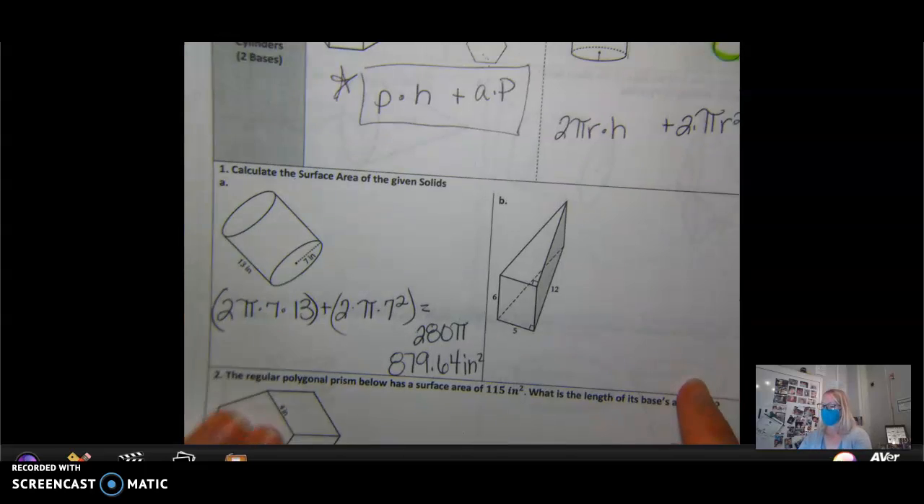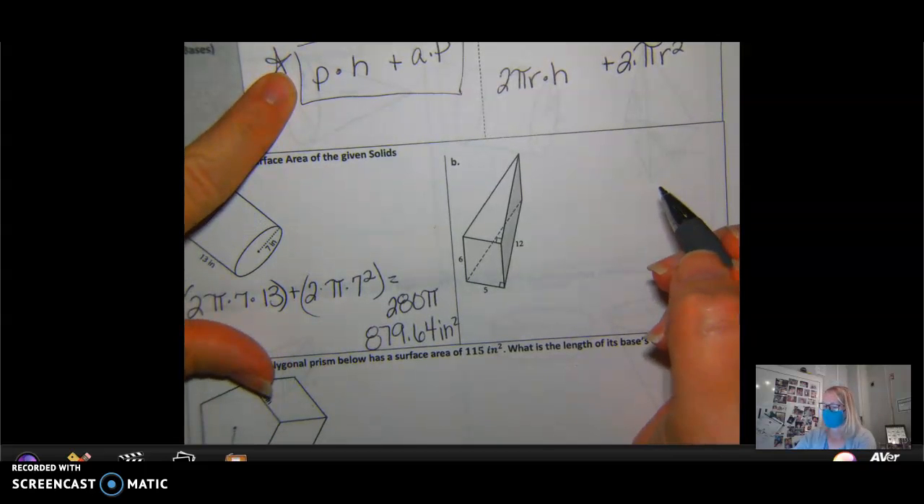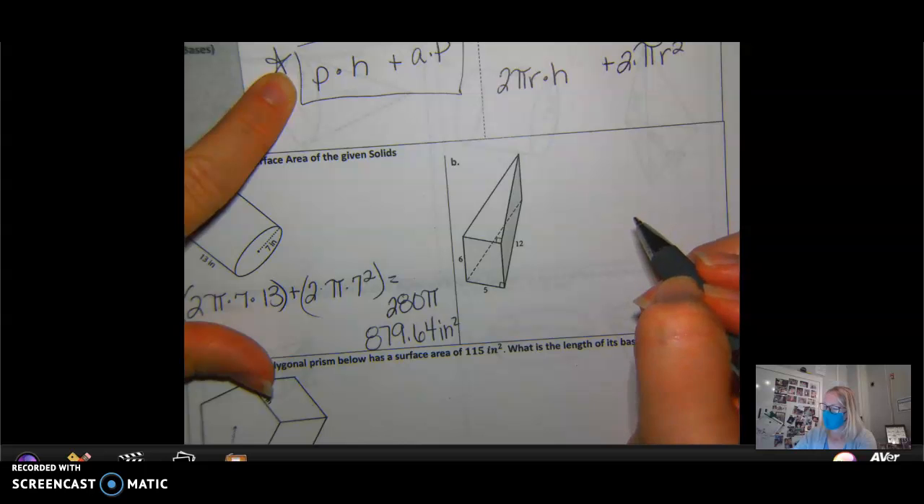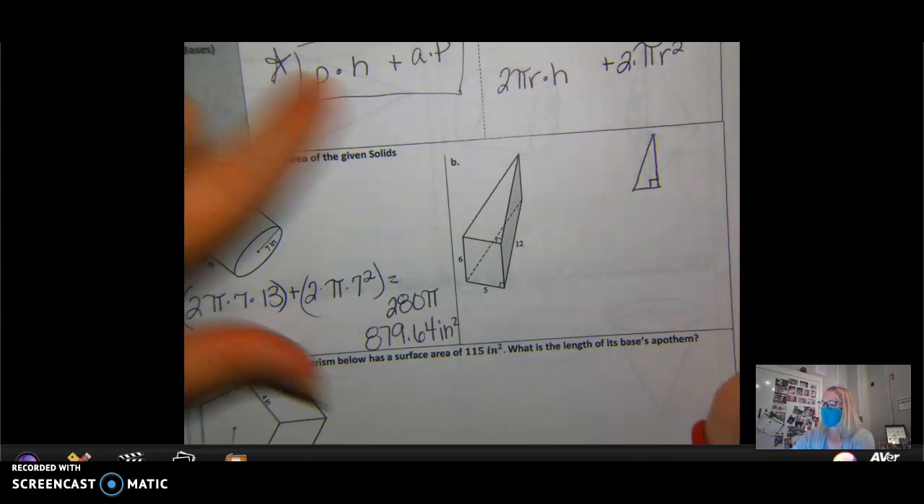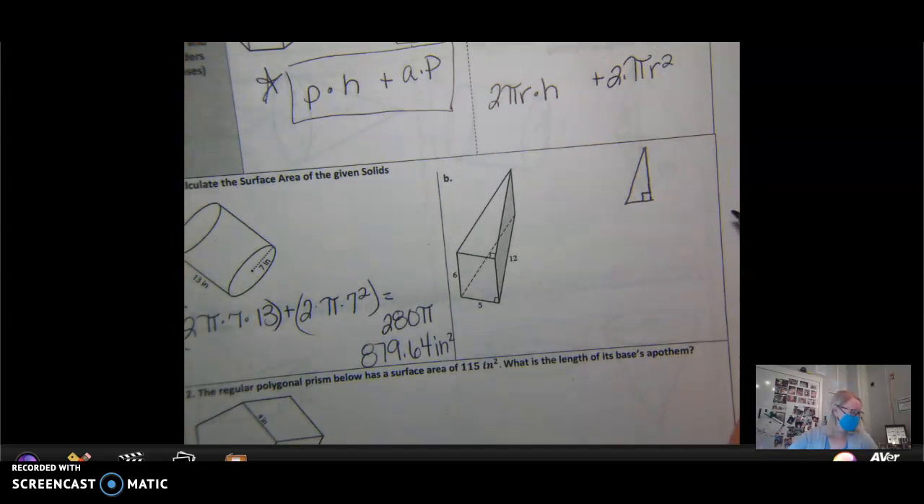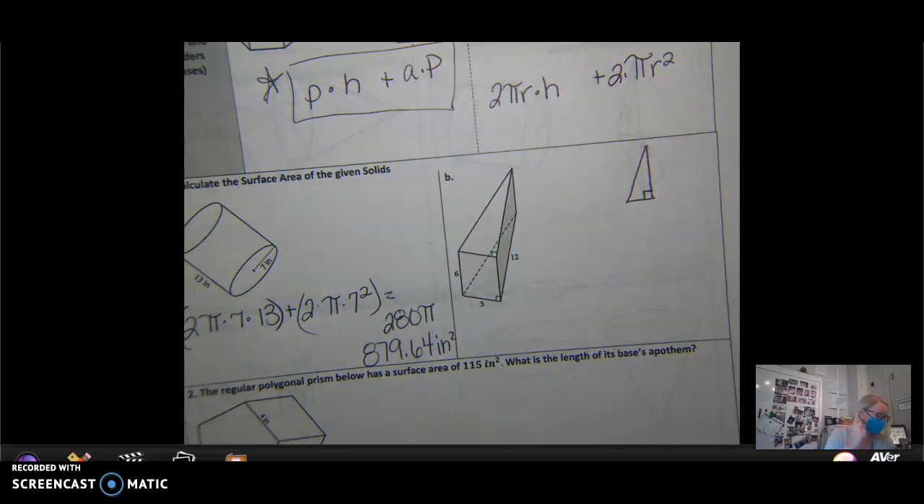Okay, B. What kind of shape do we have here? Triangular prism. So I'm going to go back to this, right? Okay. Let's think about this. Here's the top and the bottom, right? So what does the A stand for again? Apothem. Times what? Perimeter. And when we talk about perimeter, it's the perimeter of what? Yep, the base, the triangle.